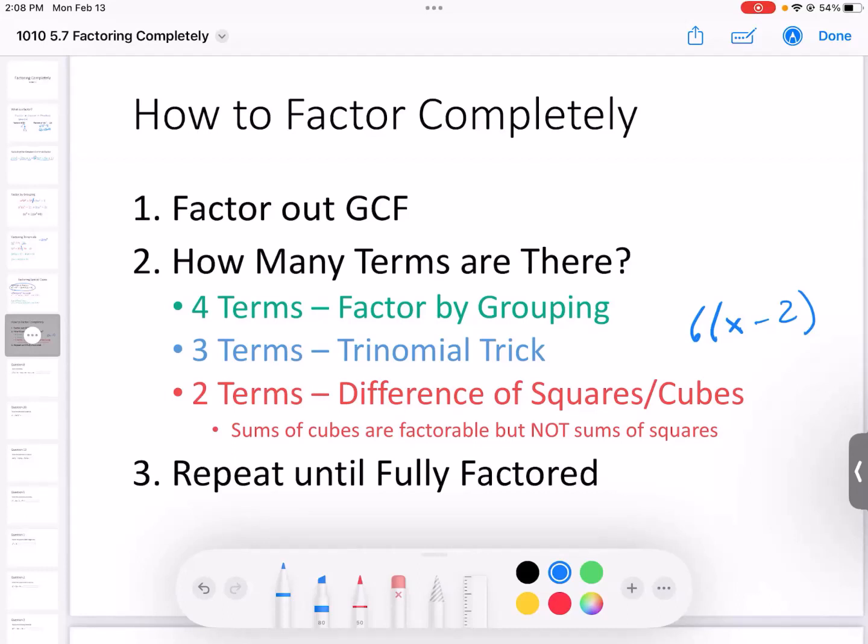After you go through this, you always want to check the factors that you end up with and see if they can be factored any further. So for today's lesson, I just want to go through a couple of examples that illustrate your thought process of how you should approach these problems. There's not really any new factoring information. It's mostly just about how you know what you can do and which method to apply.